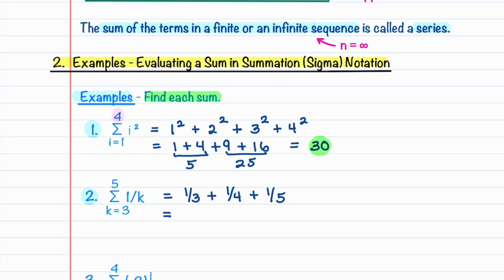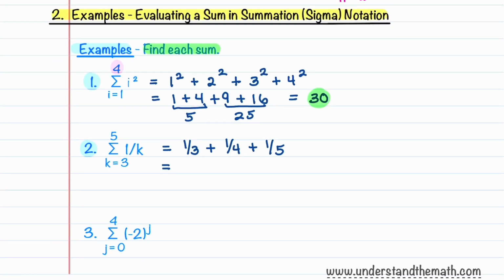Now we have to add fractions. I know everybody doesn't love fractions. What we're going to do is we're going to get a common denominator. So we're going to take 3 times 4 times 5. Let's write that over here. 3 times 4 times 5. That's 3 times 20, which is 60. So that's our common denominator.